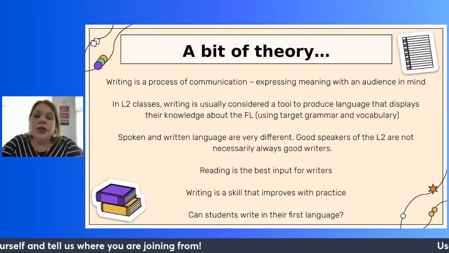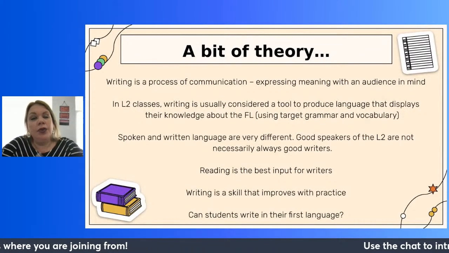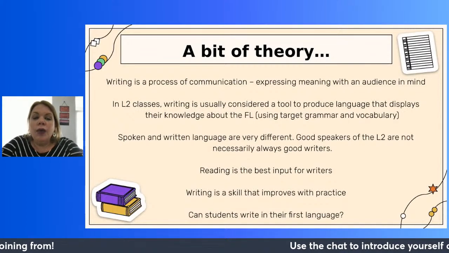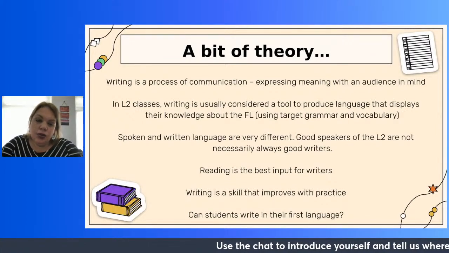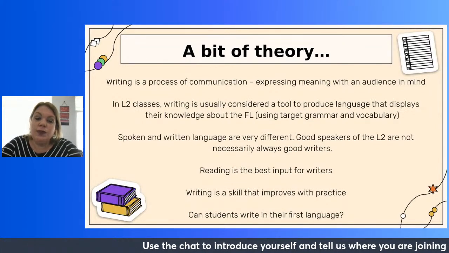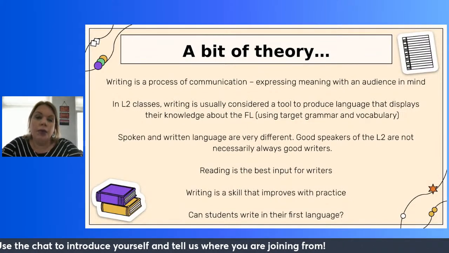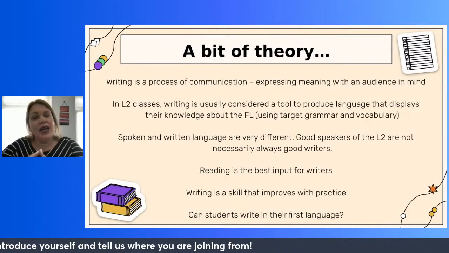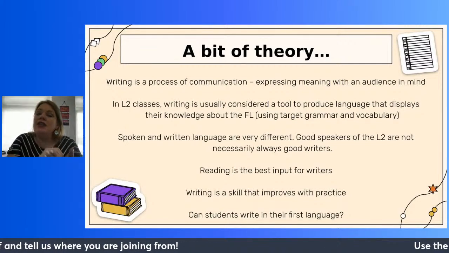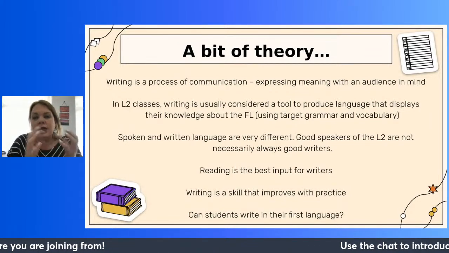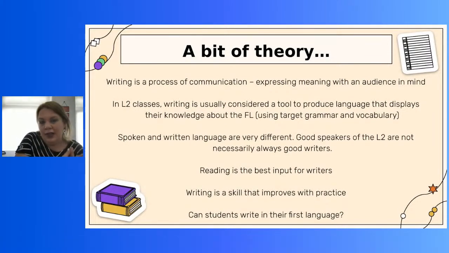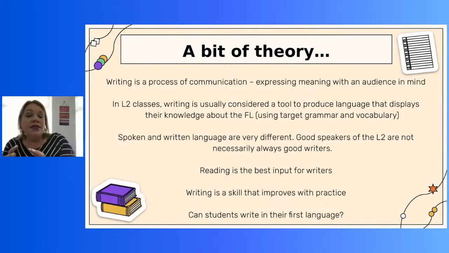So in L2 classes, by L2 we mean foreign language classes, right? Writing is usually considered a tool to produce language that displays the student's knowledge about the foreign language using target grammar and vocabulary, right? A lot of times as teachers, we tend to focus our writing around a specific vocabulary set or around a specific grammar structure. And sometimes we forget about the big picture of writing, right?